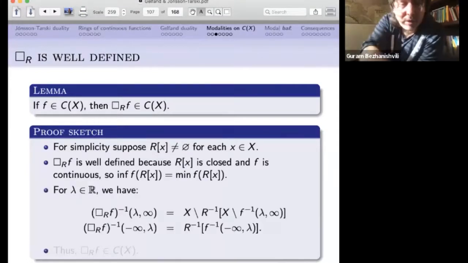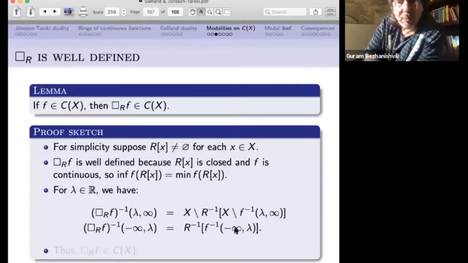And I'm using in this first equality that R inverse of closed is closed because F is continuous. So F inverse of this open set is open. So its complement is closed. And right here, I'm using that R inverse of this closed set is closed. That's condition 2.